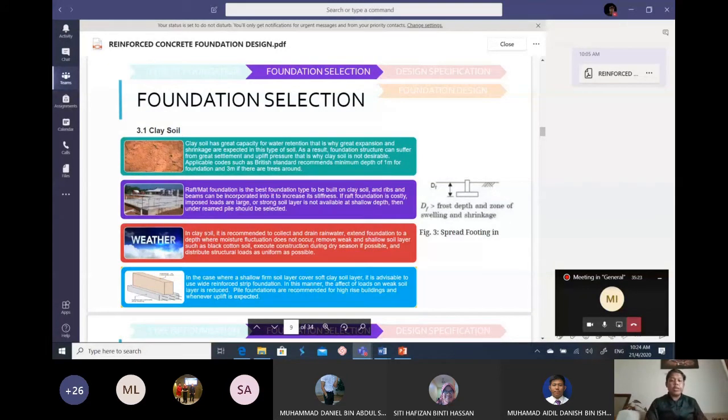In clay soil also, it is recommended to collect and drain rainwater, extend the foundation to a depth where moisture fluctuation does not occur, and remove weak and shallow soil layers such as black cotton soil. So we have to remove it first in order to avoid any problems like settlement and so on. After we construct the structure, execute construction during the dry season if possible, and distribute the structure load as uniformly as possible.